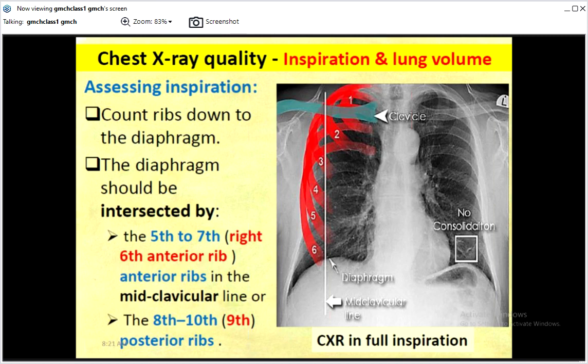So you have to count the ribs down to the diaphragm. The diaphragm should be intersected by approximately the sixth anterior rib or the ninth posterior rib. So it is like the fifth to seventh, the sixth anterior rib, or the eighth to tenth, the ninth posterior rib. If this is the case, then we can say that our film is well expanded. Usually we count the posterior ribs. If the diaphragm is intersected at fewer than eight or nine posterior ribs, then we say our film is not well expanded. If it is 11 ribs, more than the 10th rib, then we say that our film is hyper expanded.